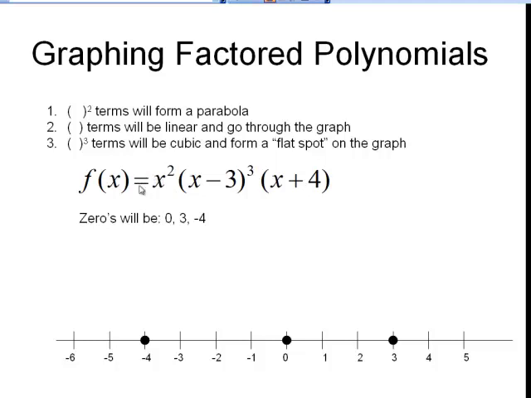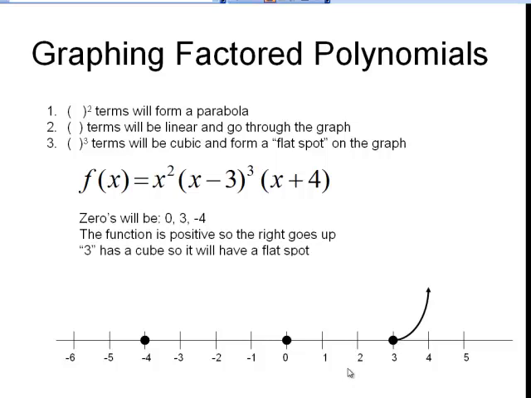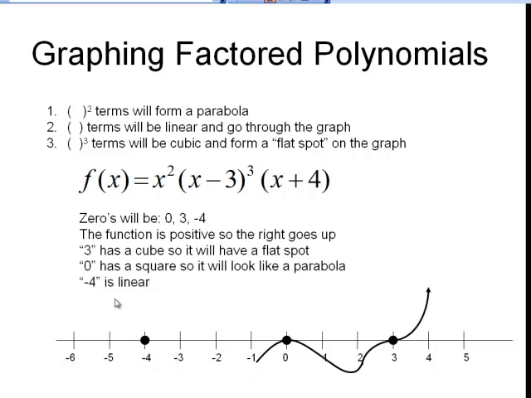Now at the very, very front, it's positive, which means the right side's going to go up. So we're going to go up. Now this has to be a flat spot because it's a cube, so it's going to have to flatten out and go down. And then this has to be a parabola. Well, you just turn around and make it into a parabola. And then this has to have a line going through it. Well, you just turn around and make a line going through it. And that's what the curve's going to look like.